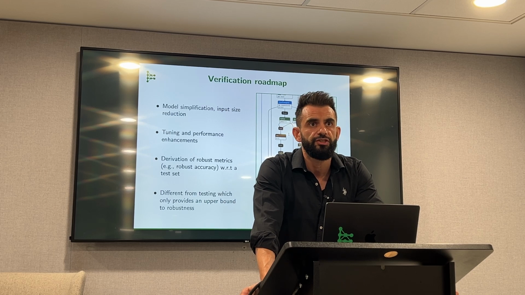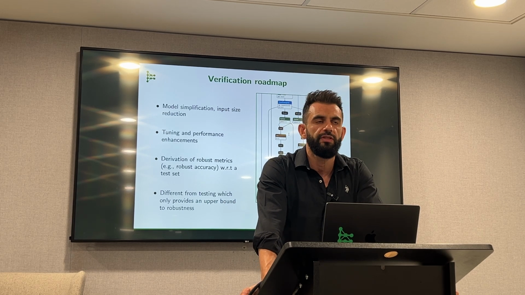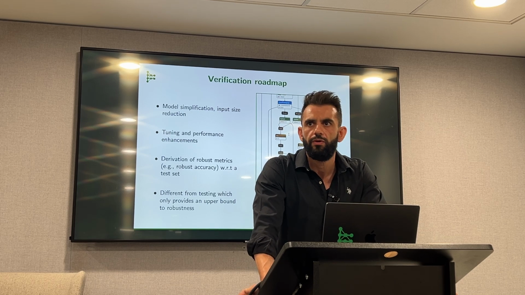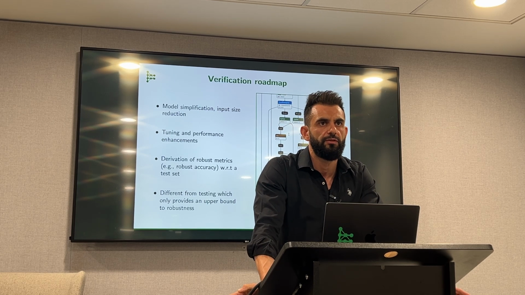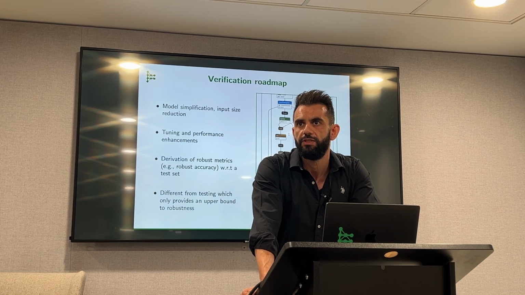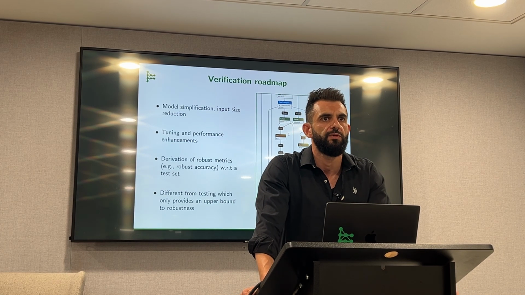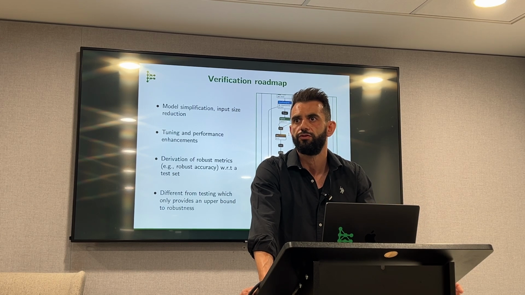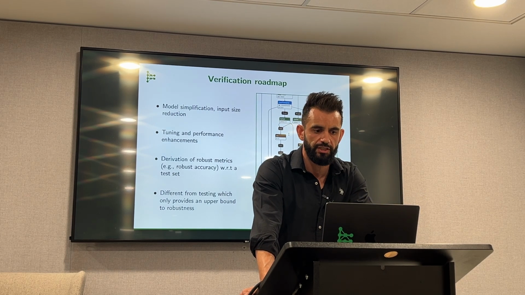Having done the simplification, then we typically tune the verifier and devise performance enhancements for the network and perturbations in question. For instance, the dynamic back substitution method that I discussed is something that we devised within Safe Intelligence to be able to reason about photometric perturbations efficiently.